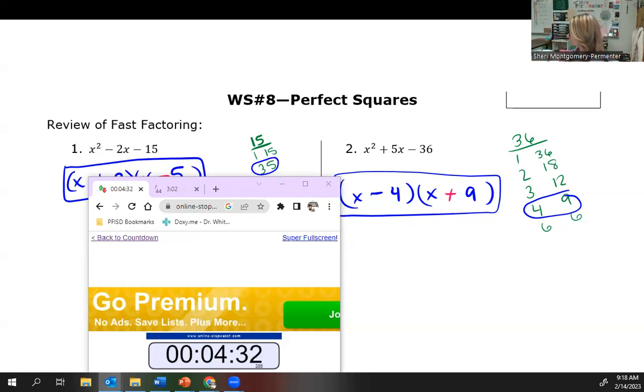Why do we pick four numbers? We're finding things that could put together in some way by adding or subtracting to make 5. So do you see how 9 and 4 can be put together in such a way to make 5? Because you could do 9 minus 4. So every time we're trying to figure out things that multiply to give you the last number, that could add or subtract to give you the middle number.